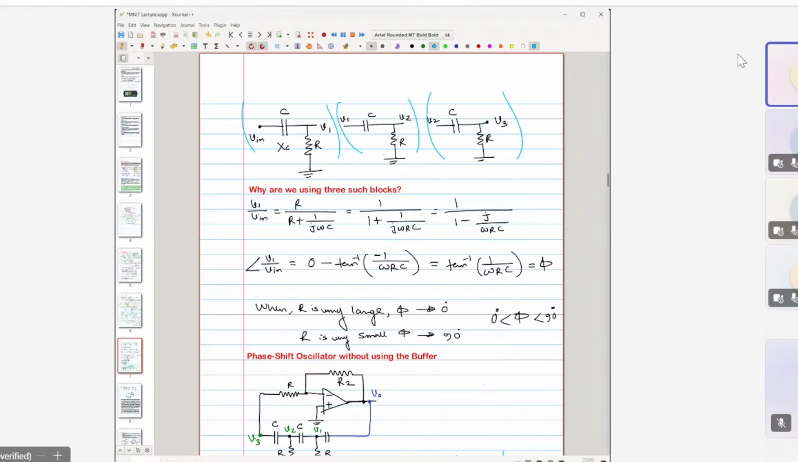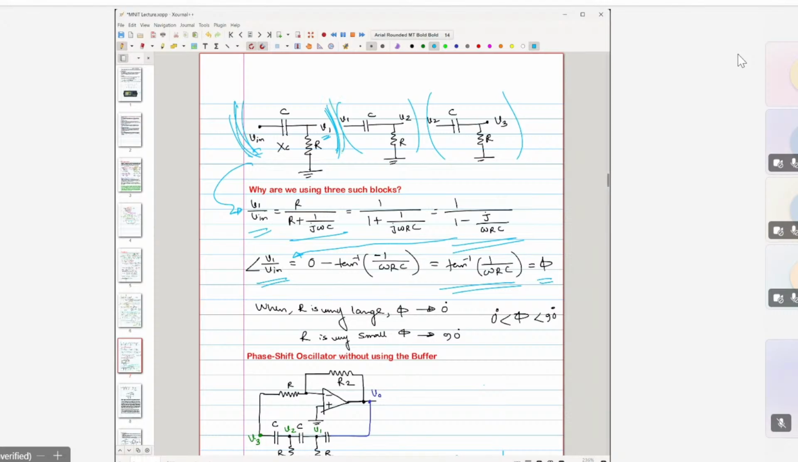To answer that, let us focus on only one of such networks. If we consider one such network like this, then here we can write this V1 by V in. We have already seen this. So ultimately we can also write it like this. Then, if you try to find out from this part, what is the phase of this part? The expression of this phase turns out to be tan inverse of 1 by omega RC. This is the phase of one of these blocks, right?